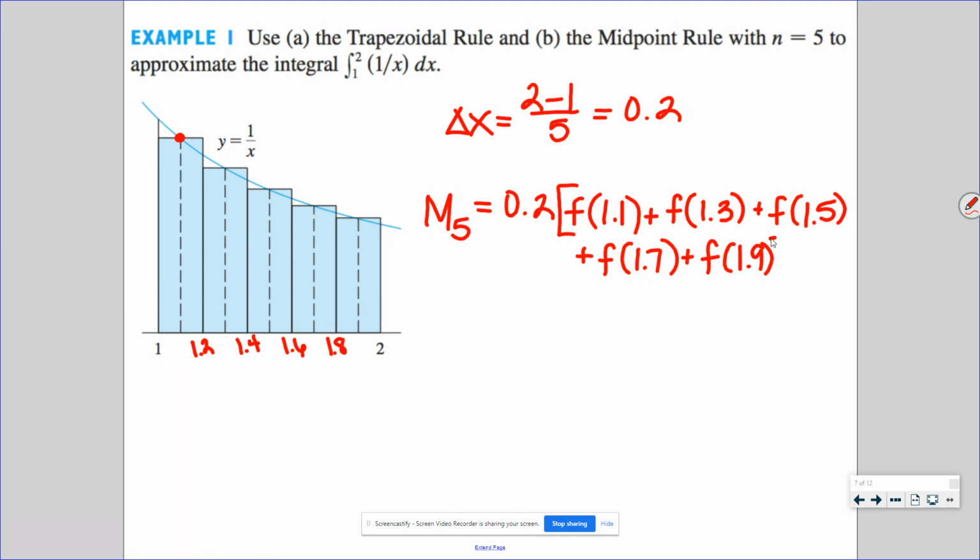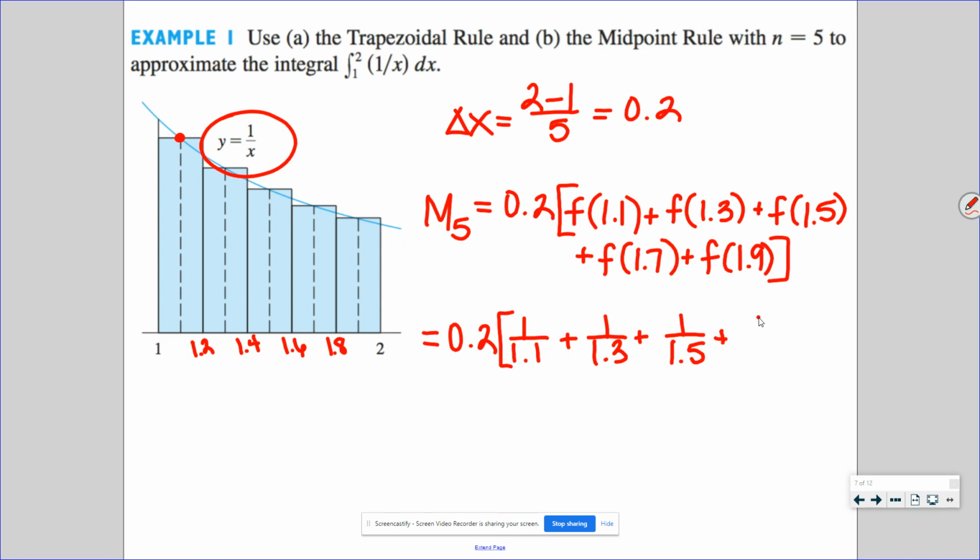So I got my 5 function values here, and then I'm going to find those function values by plugging them into the equation, which is 1 over x. So it'd be 1 over 1.1 plus 1 over 1.3. Just continue in that pattern, and grab a calculator to help you. My answer, I believe, is 0.692.